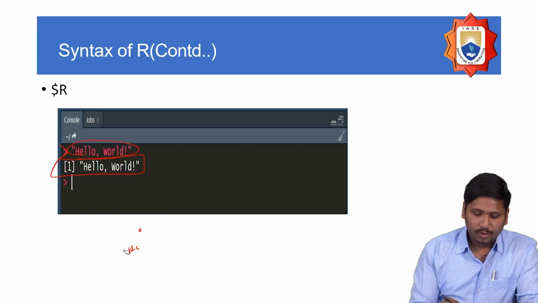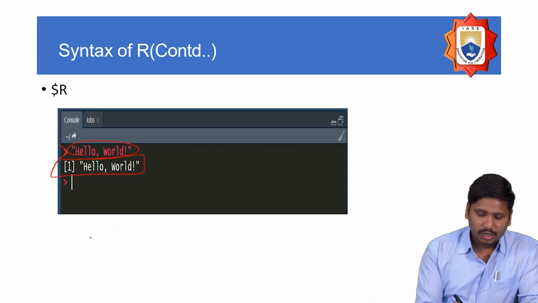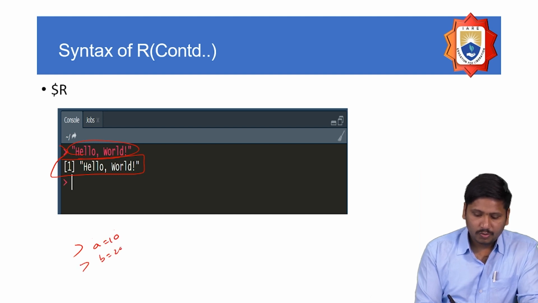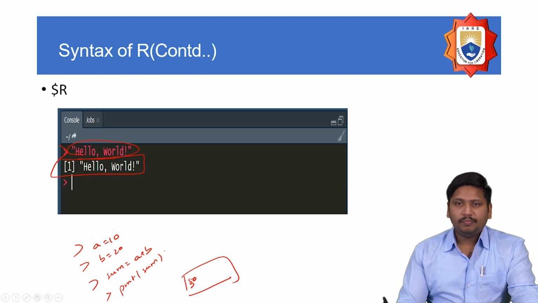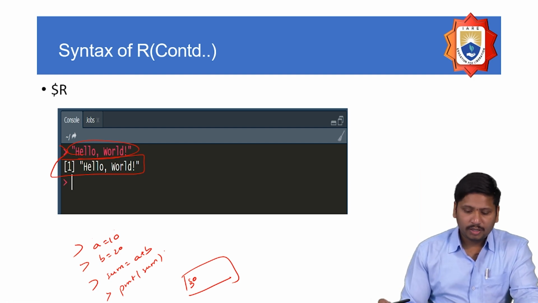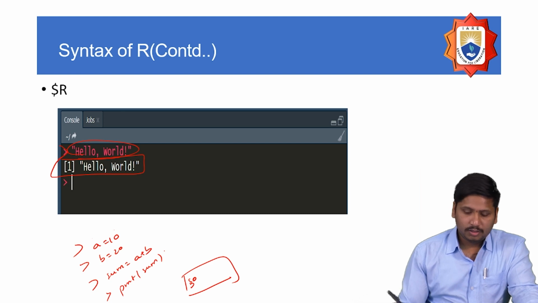Similarly, to initialize values: a equal to 10 and next b equal to 20, then sum is equal to a plus b, and next print sum. So what will happen? On the output screen I am able to get 30. So that was simple. In R, we are able to take the values, so this is a simple program for adding two variables.